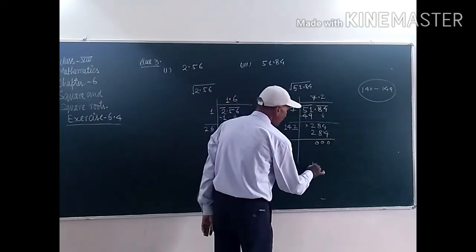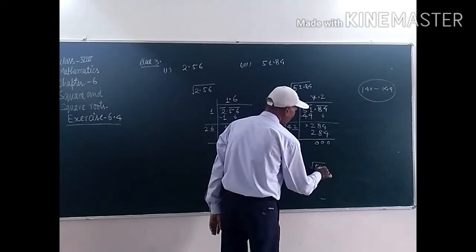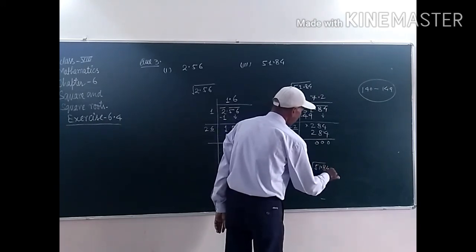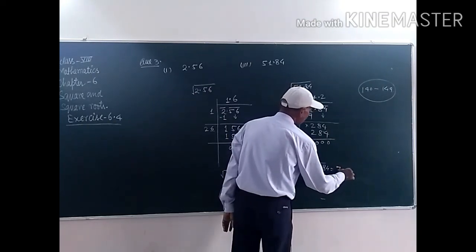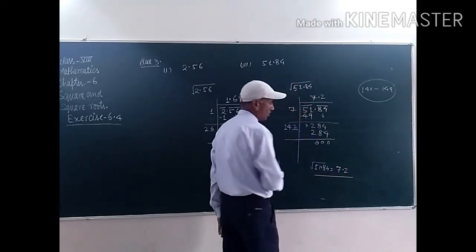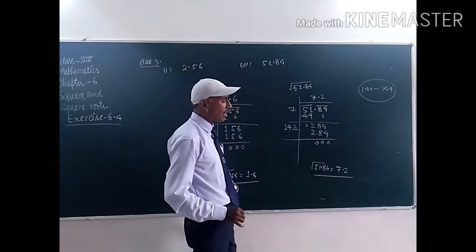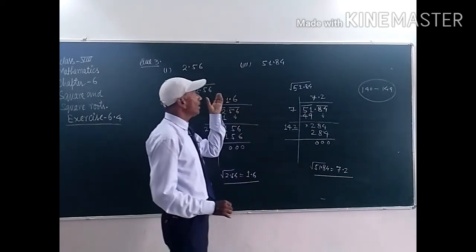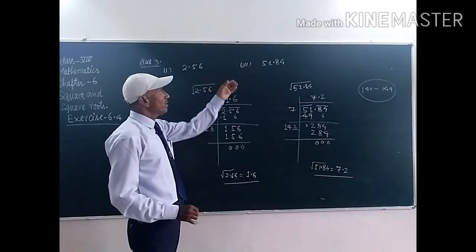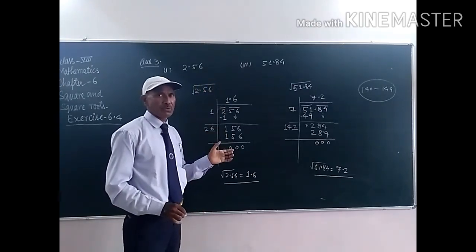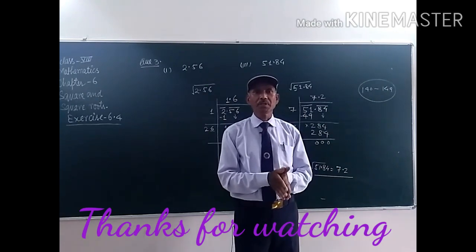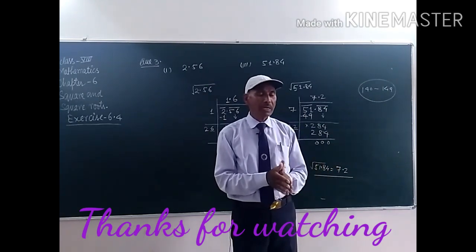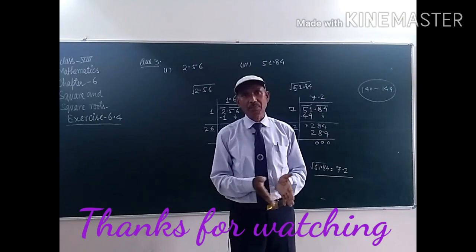So our solution is that the square root of 51.84 is 7.2. So the square root of 51.84 is equal to 7.2, student. This is the square root of this number. The remaining part of this question you have to do yourself, student. In the next video, student, we will solve question number 4 to question number 9 from exercise 6.4.